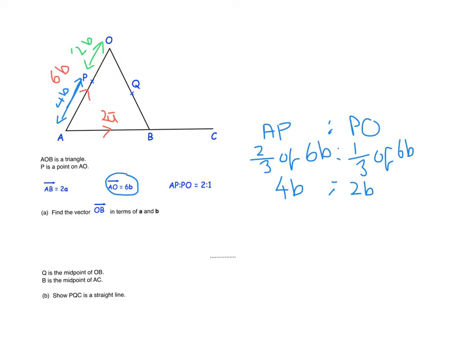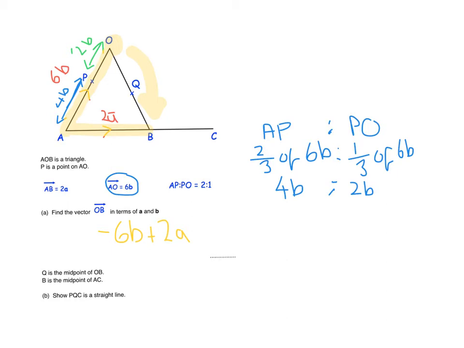So I want to find the vector OB. OB, if I use my highlighter, I need to go from here, and I haven't got the vector to go straight here. I need to go round. So I go to A, which is going against the arrow, so it's minus 6b, plus 2a. Minus 6b plus 2a.